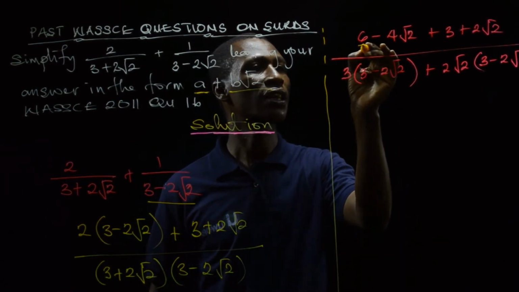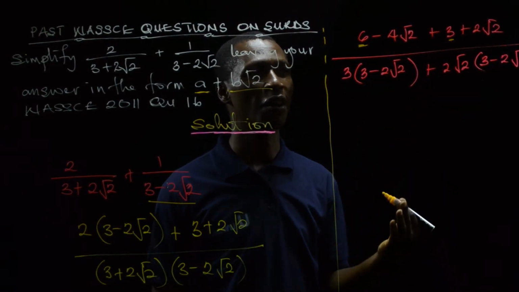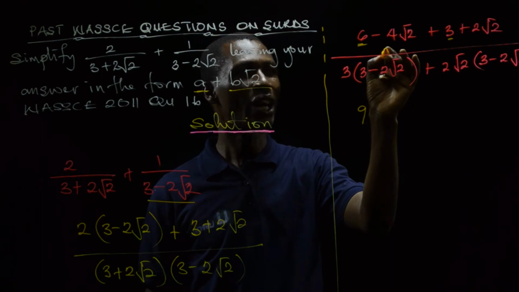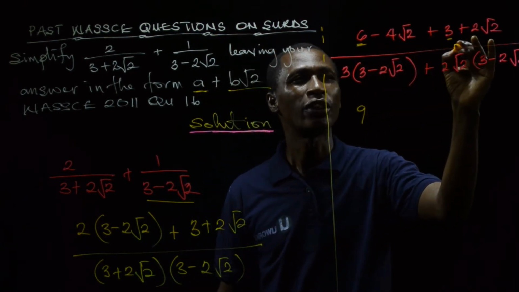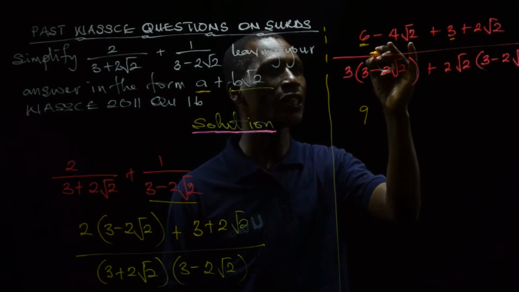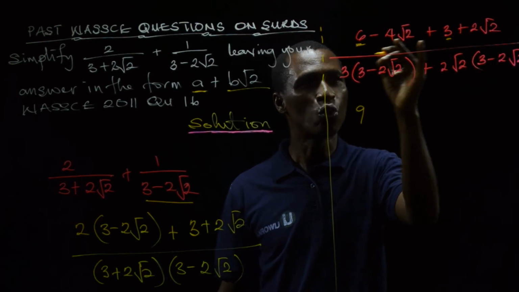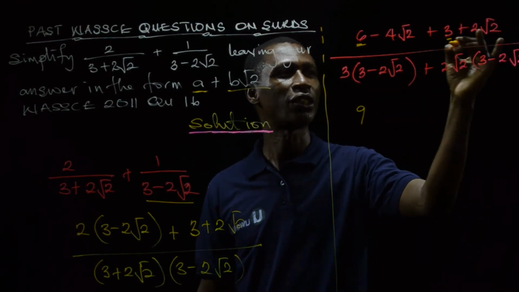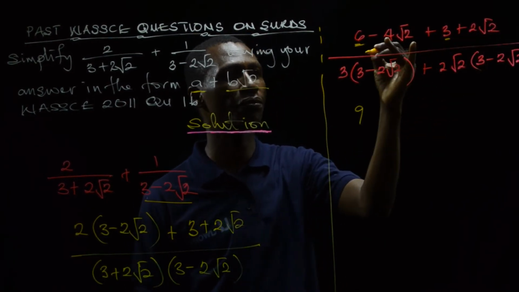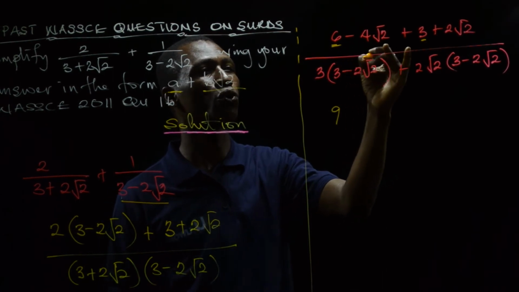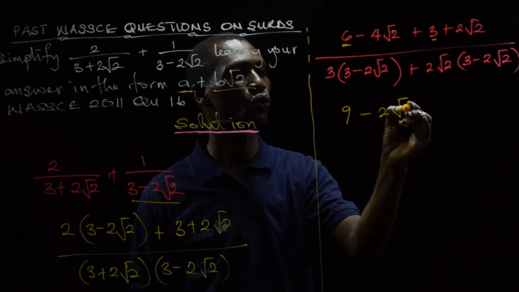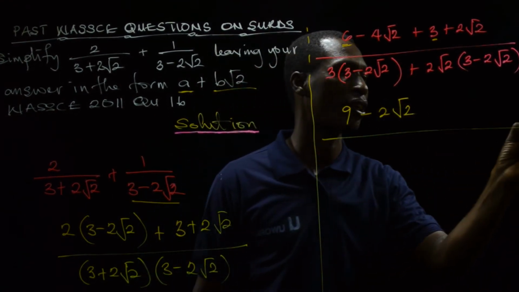So I've gotten 6 and 3. They are numbers that can be added. So 6 plus 3 is going to give me what? 9. Then we have negative 4 root 2. Then we've got plus 2 root 2. Now 1 is negative, 1 is positive. So at this point, the positive will reduce the negative. Why are we reducing it? We are doing so because both of them have the same figure under the root. So that is what you must first consider. So negative 4 root 2 plus 2 root 2 is going to give me negative 2 root 2. Good. Then we come to the denominator.